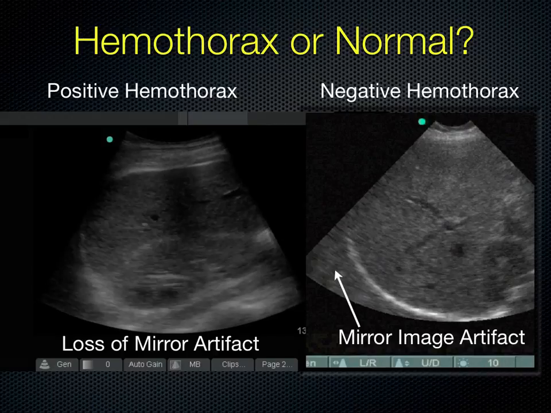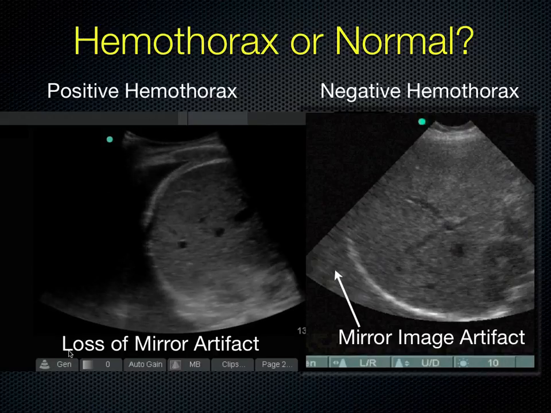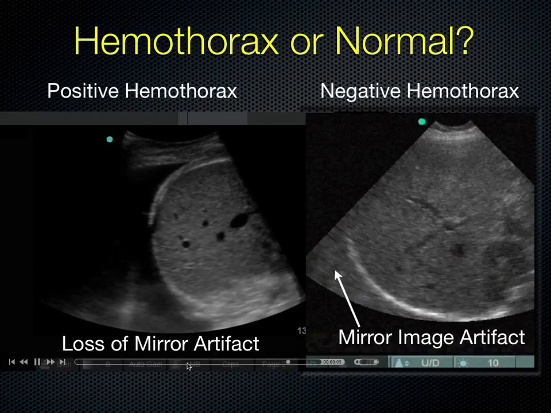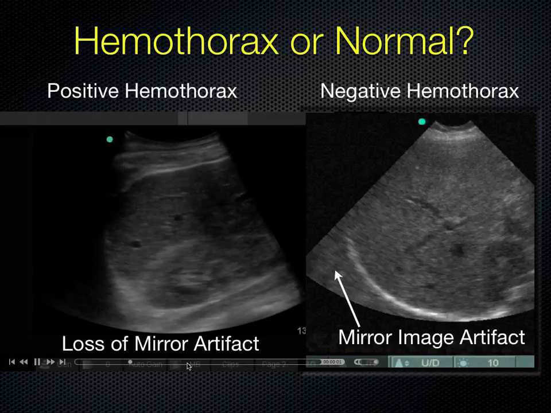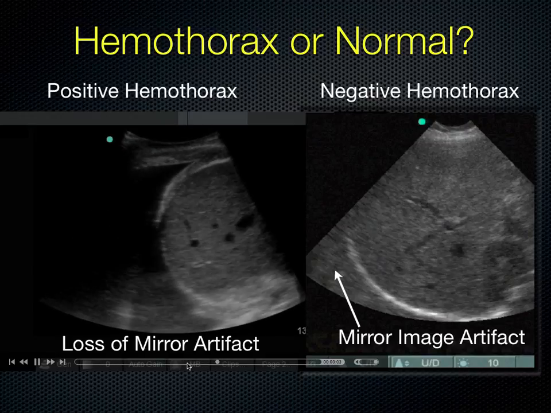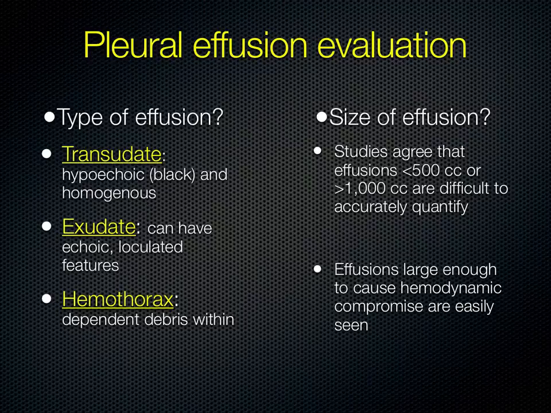And if you're a trauma population, then you would say hemothorax, but in our medical population, oftentimes this is just an effusion, transudative or exudative. So how do we know what type of effusion it is? Is it transudative, exudative, blood? Some of it depends on the clinical scenario. The size doesn't really tell you.